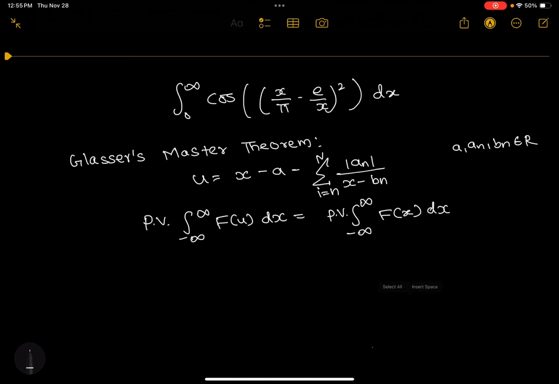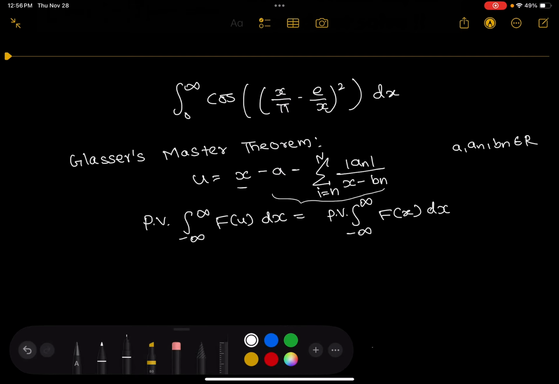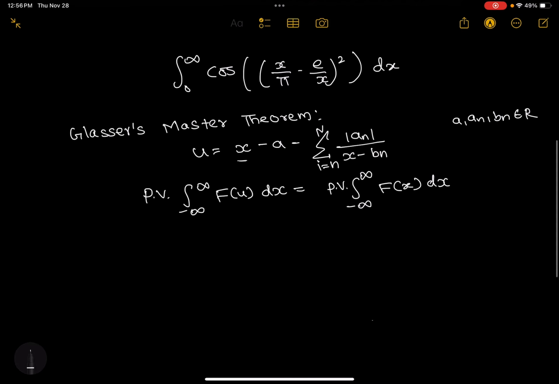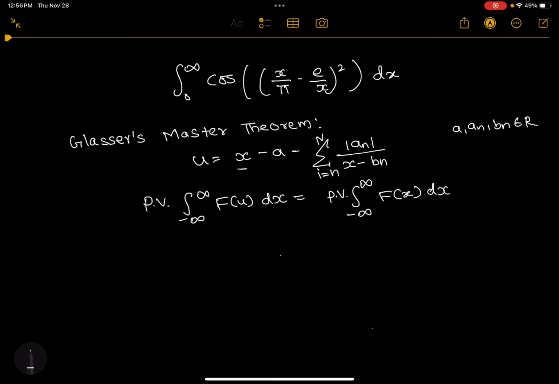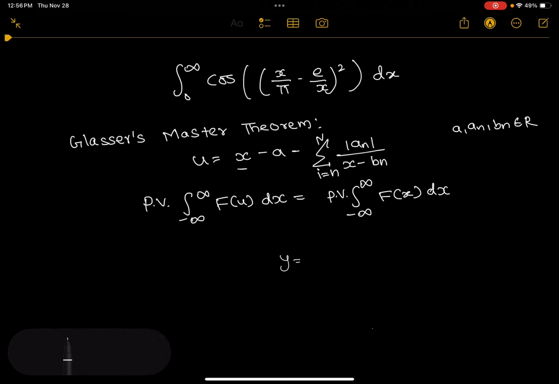So now, if we know this, it will be a lot easier. We'll just try to convert this x by pi into x, and then keep the remaining things in the same form. We'll just try to get this integral in the same form so that we will be able to use Glasser's master theorem, right?